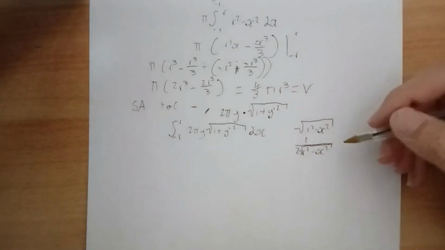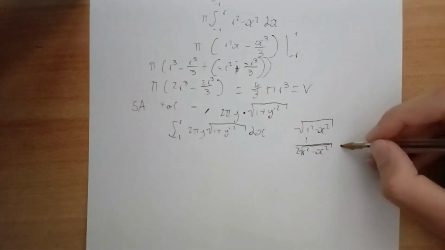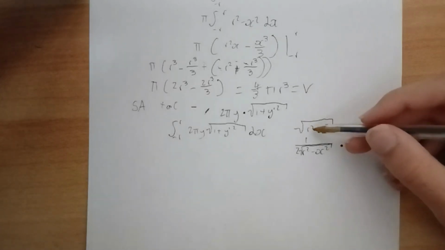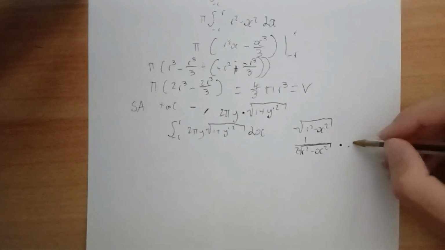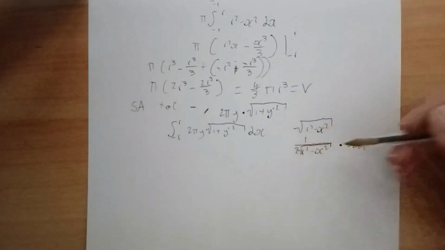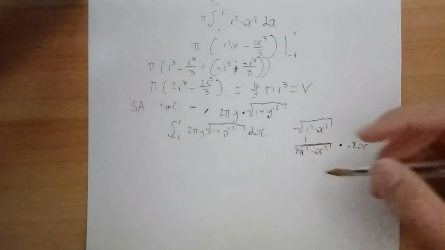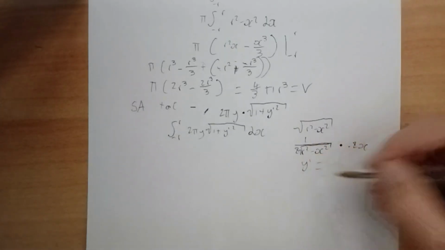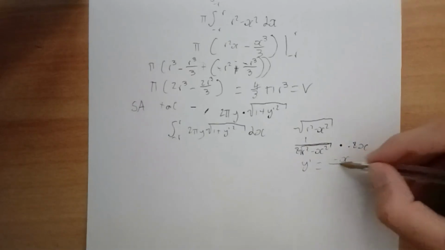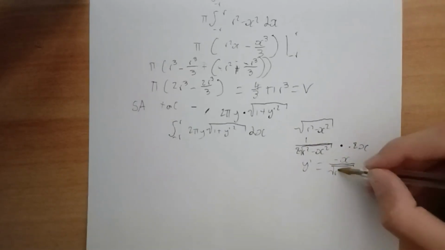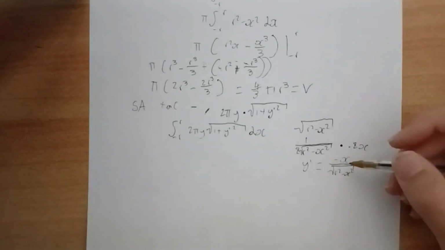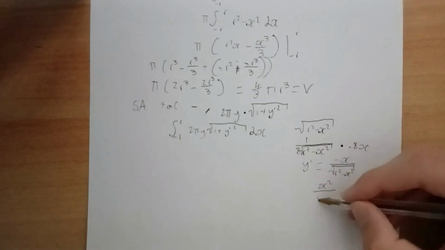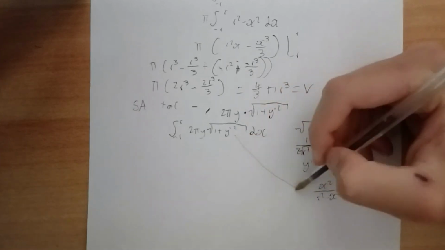And that's going to be multiplied by the derivative of the inside. The derivative of r squared is just 0. The derivative of minus x squared is minus 2x. This 2 and that 2 cancel, so we just get minus x up here. So y prime equals minus x over the square root of r squared minus x squared. Now when we square that, we get x squared over r squared minus x squared, and that would be this bit.